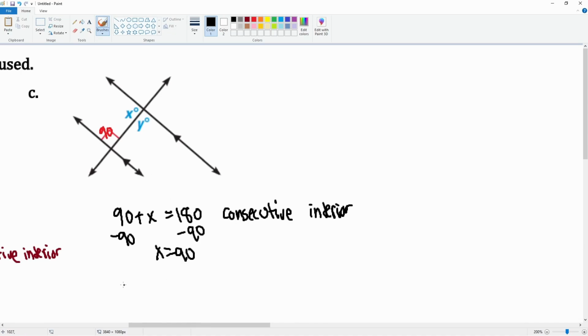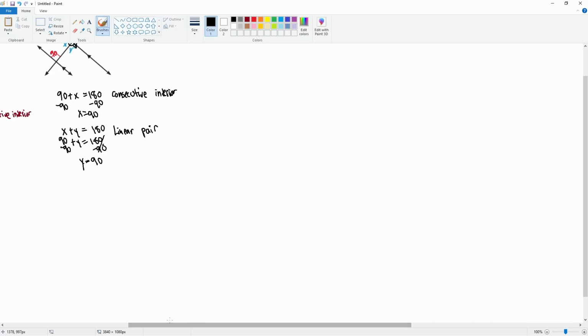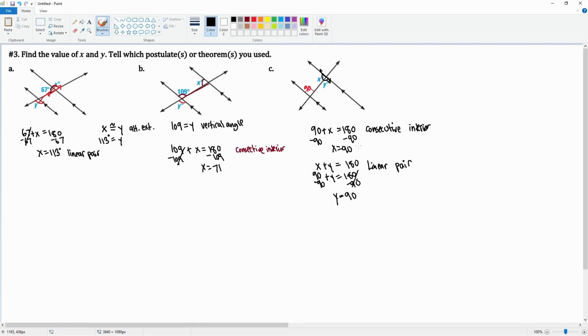Then we know that x plus y is equal to 180. If you take a look right here, it forms a line, so we can say this is from linear pair. If x is 90, we can substitute that in. Minus 90 from both sides just cancels, leaving you with y equals 90 degrees as well. So there you go. We were able to set up each equation using a postulate or theorem and be able to solve for x.